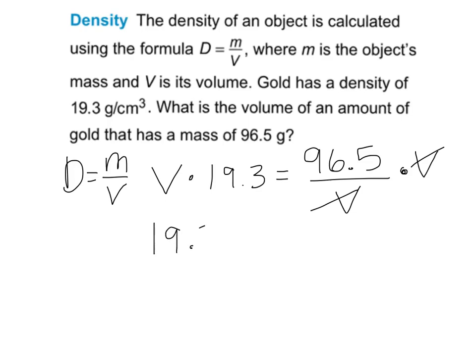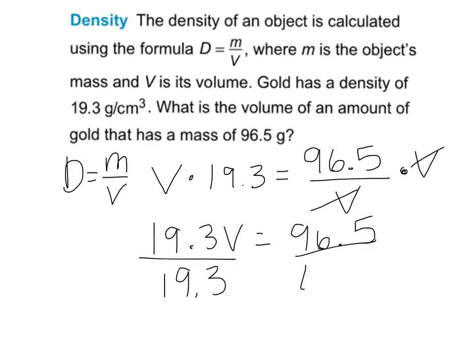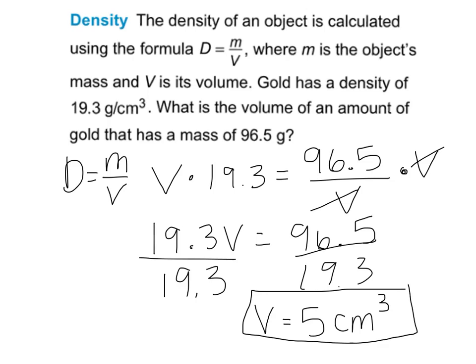That gives me 19.3 V equals 96.5. Divide by 19.3. So 96.5 divided by 19.3 gives you V is equal to 5, and we'll say centimeters cubed for the volume. And there's your answer. Okay.